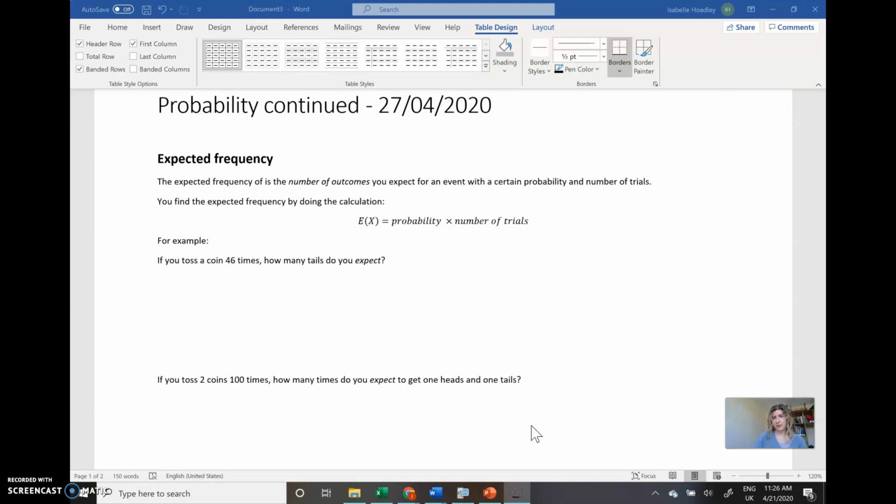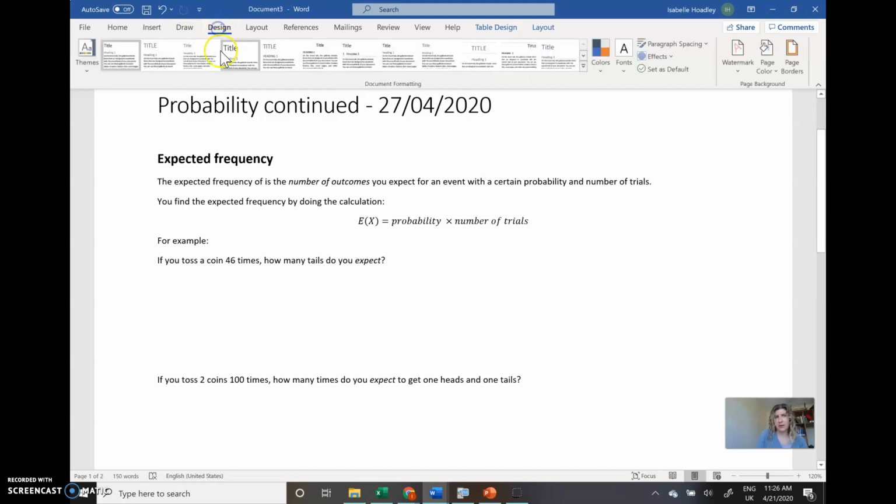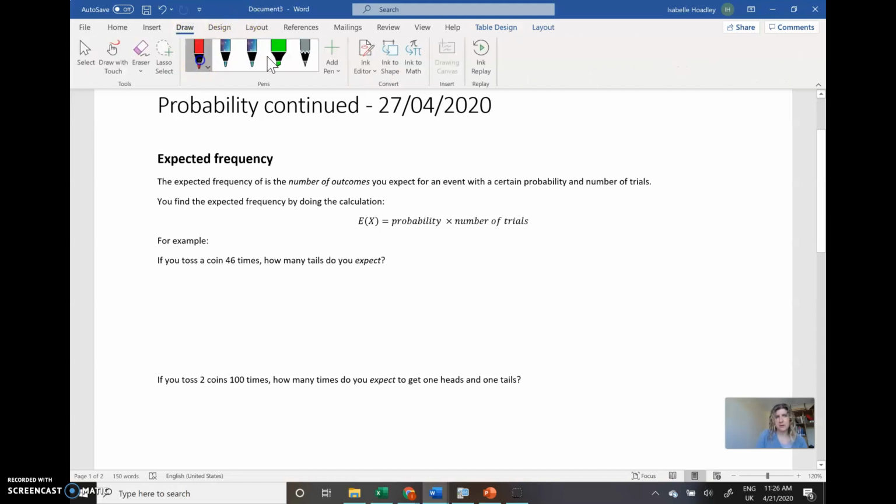Okay, so the next thing we need to look at is what an expected frequency is. So the expected frequency is the number of outcomes that you expect for an event with a certain probability and a certain number of trials. So an example for this is, if you tossed a coin 46 times, how many tails do you expect?